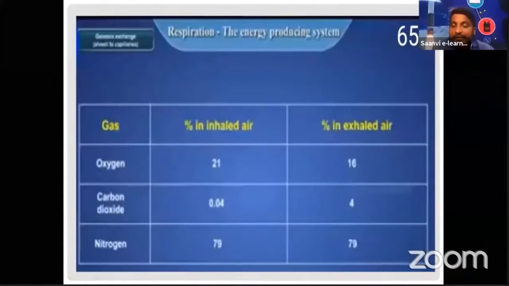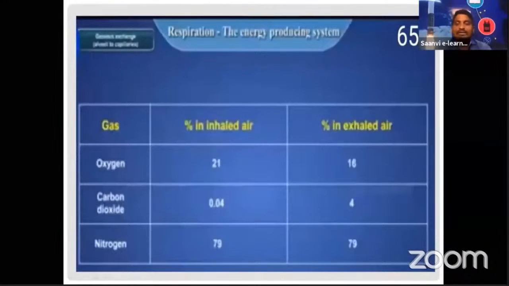And what about the percentages in exhaled air? What are the percentages of gases? Oxygen percentage in inhaled air is 21. What about exhaled air? 16. Carbon dioxide percentage in inhaled air is 0.04%. Percentage in exhaled air is 4%. What about nitrogen? 79% in inhaled air and in exhaled air 79% as it is.